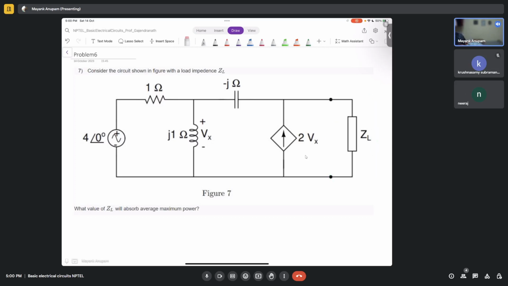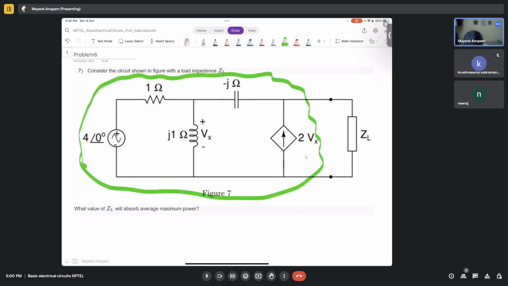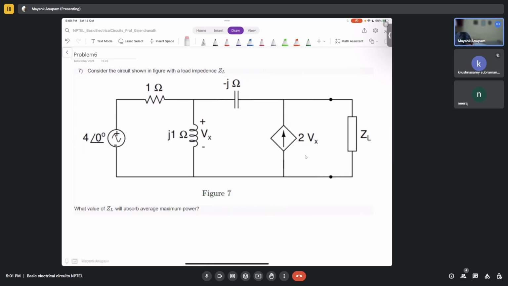So what do you do first? You have to make the Thevenin's equivalent of this particular network here. So find out the Thevenin's equivalent here. What will it be? What will be ZTH?